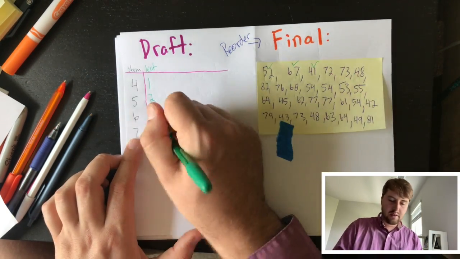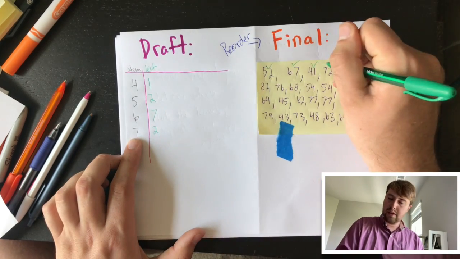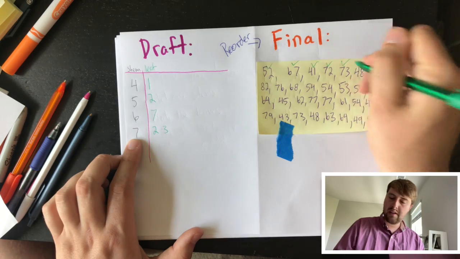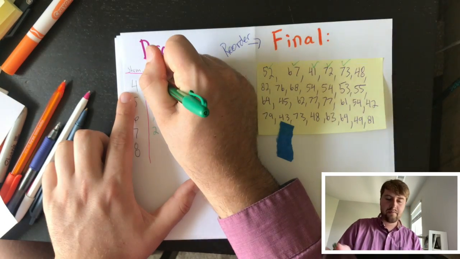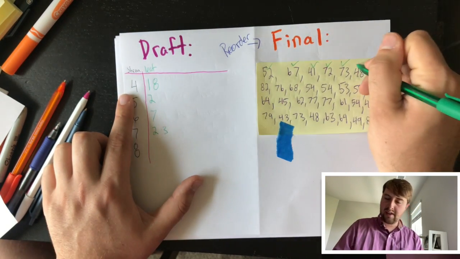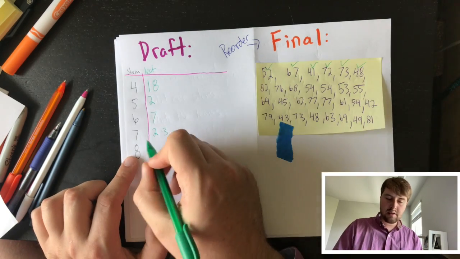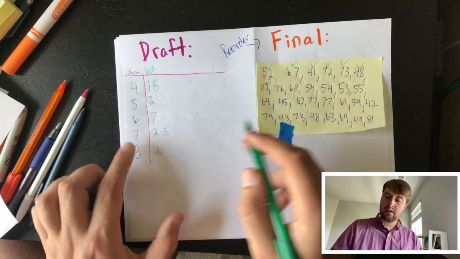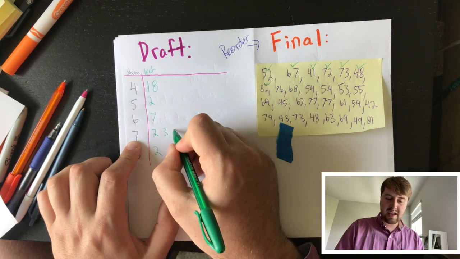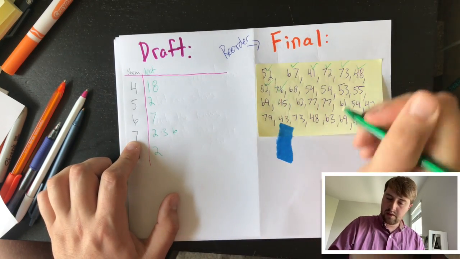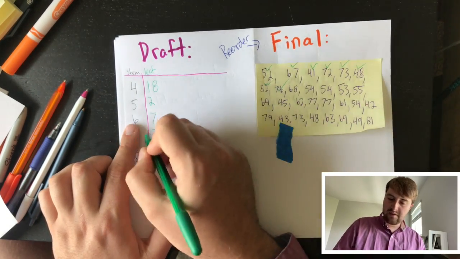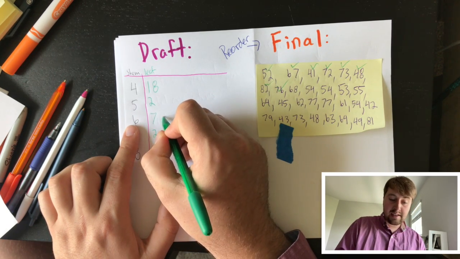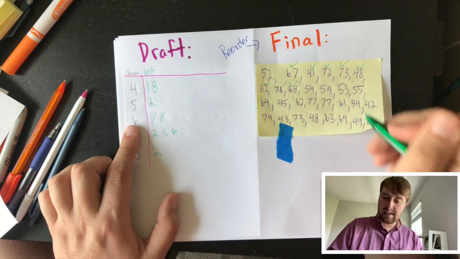72 is going to be stem of 7, leaf of 2. 73 is stem of 7, leaf of 3. 48, stem 4, leaf 8. 82 is a stem of 8, a leaf of 2. 76, stem 7, leaf 6. You can fast forward this if you've got this. I'm going to keep talking it through. Stem 6, leaf 8 for 68.